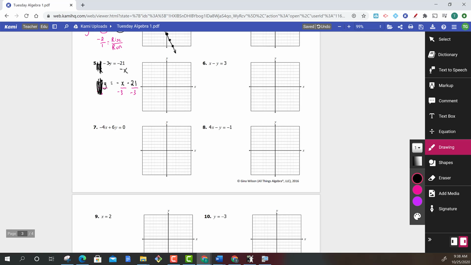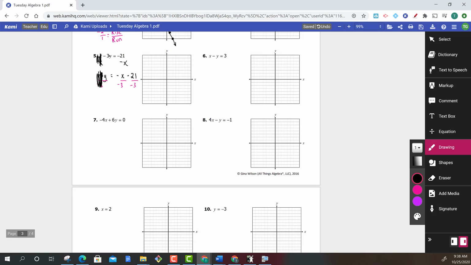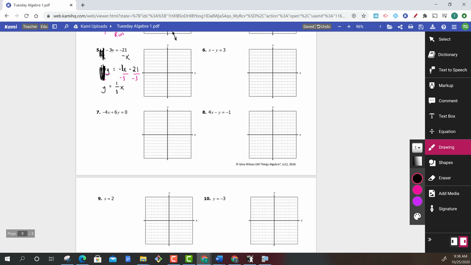So the negative 3's cancel here on the left because negative 3 divided by negative 3 is 1. If it helps, remember, write that imaginary 1 that is in front of the x. We don't usually write it, but it is there. So that negative 1 divided by negative 3 becomes a positive 1 over a positive 3 because a negative divided by negative is a positive. And that negative 21 divided by negative 3 is a positive 7. So that is the equation in slope-intercept form. Now graph it.